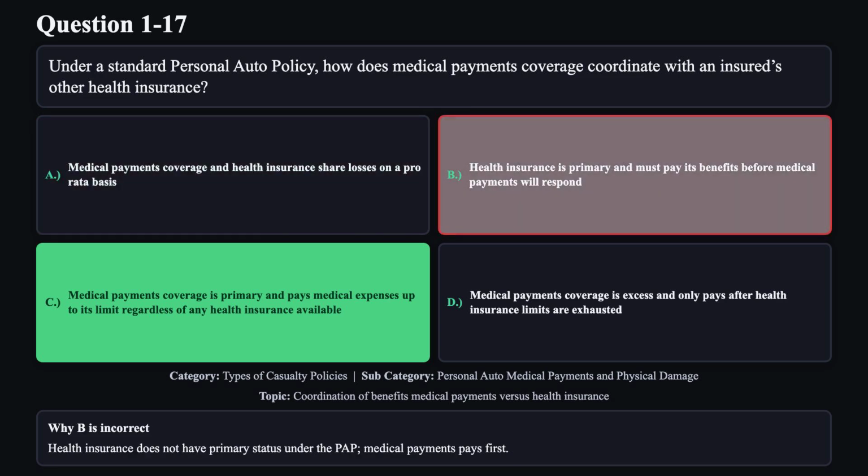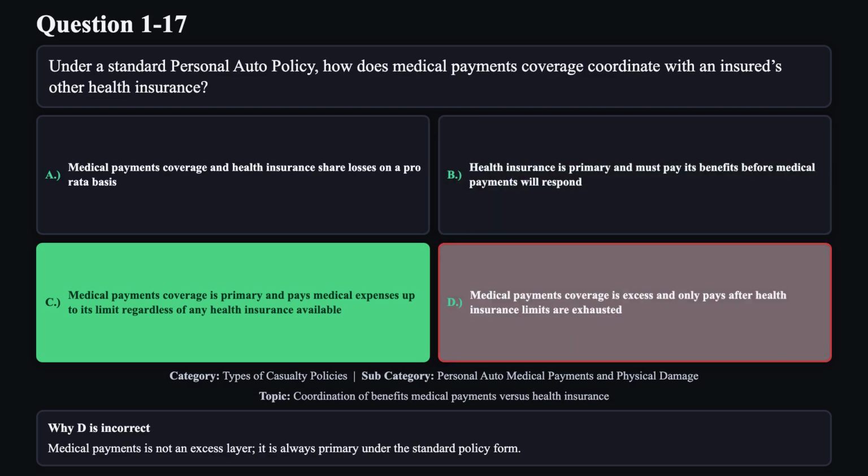Reason B is not correct. Health insurance does not have primary status under the PAP. Medical payments pays first. Reason D is not correct. Medical payments is not an excess layer. It is always primary under the standard policy form.